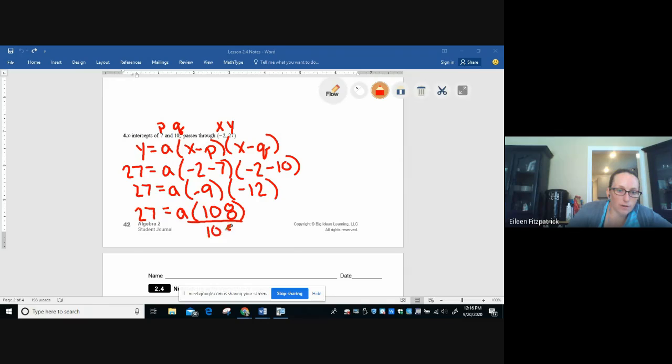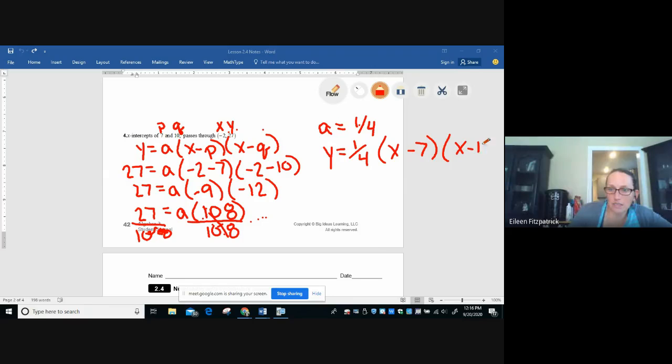Divide both sides by positive 108. And simplify your fraction. So you have A is equal to 1/4. Once you know your A value and you know your P and your Q, you're done. So then you can write your equation. Y is equal to 1/4 times (X minus 7)(X minus 10).